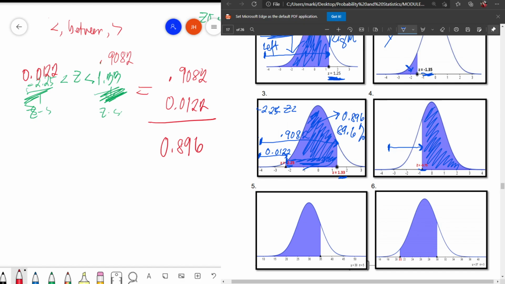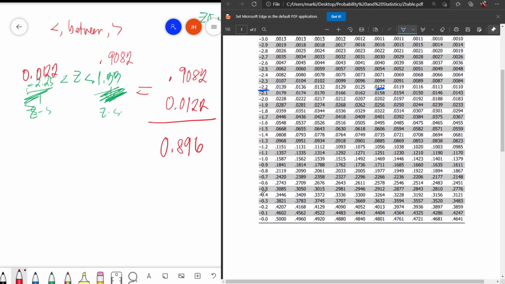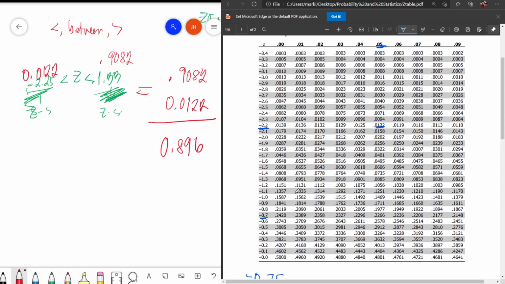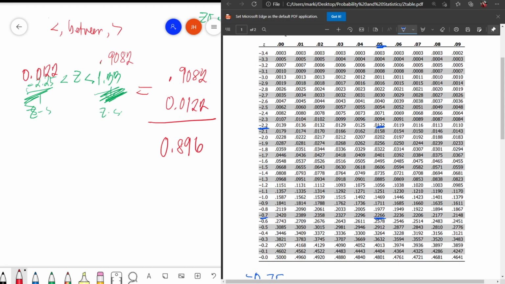So, you have negative 0.75. Negative 0.7 muna yung hahanapin natin. Ito. Tapos, yung 5 naman after. So, yung 5 natin, dito, be sure it is straight. So, ito. Right? So, negative 0.2266. So, ito yung area. 0.2266, right? Yes, 2266.